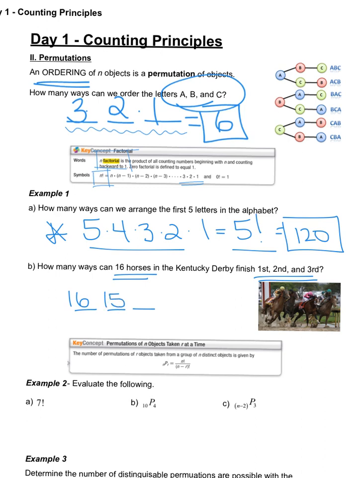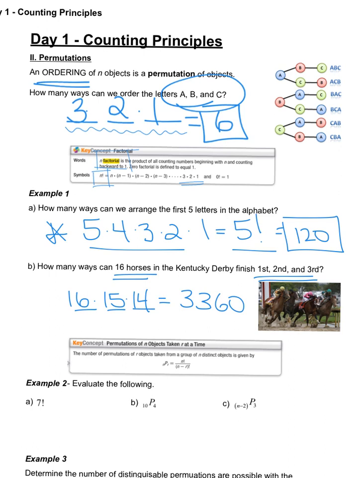And then we have Velociraptor, who finishes in second. He can't finish in third. So there's only 14 outcomes that are left. So then we have 16 times 15 times 14. If you do want to shorten this up, let's get the answer first: 3,360.